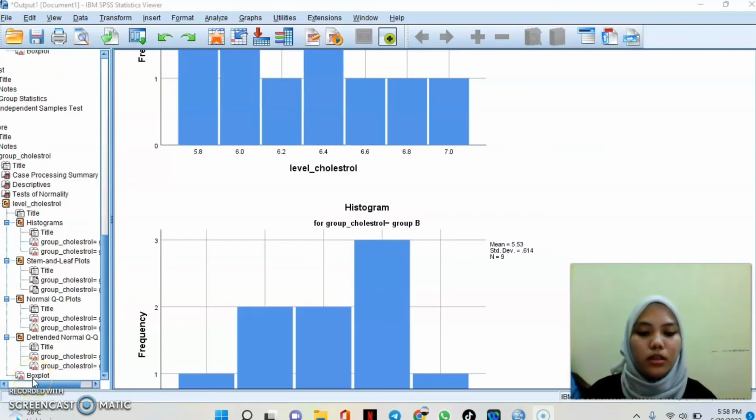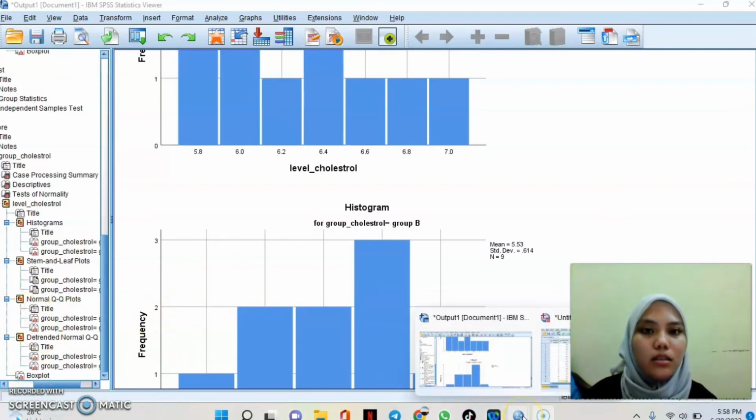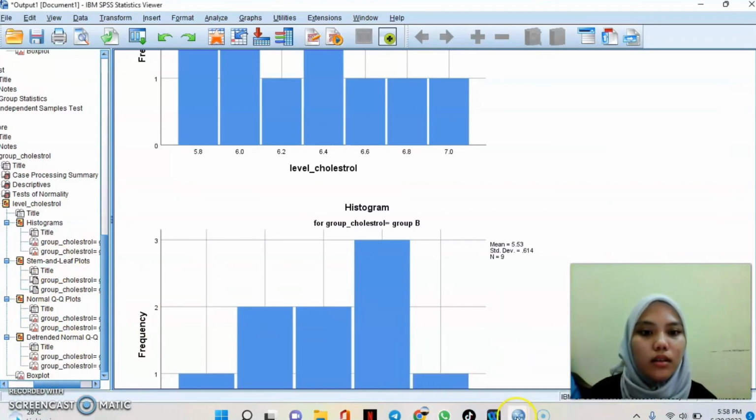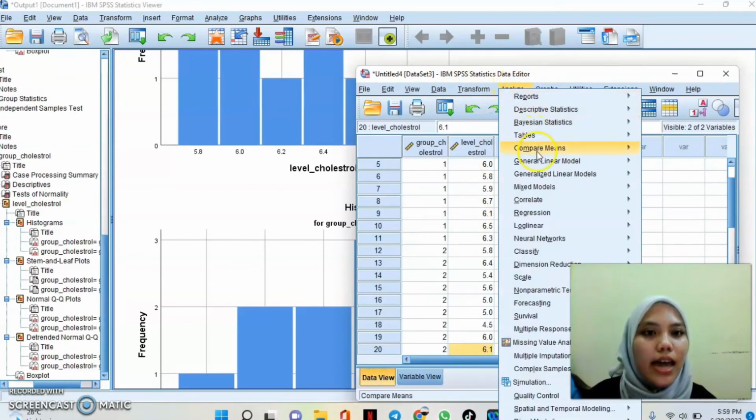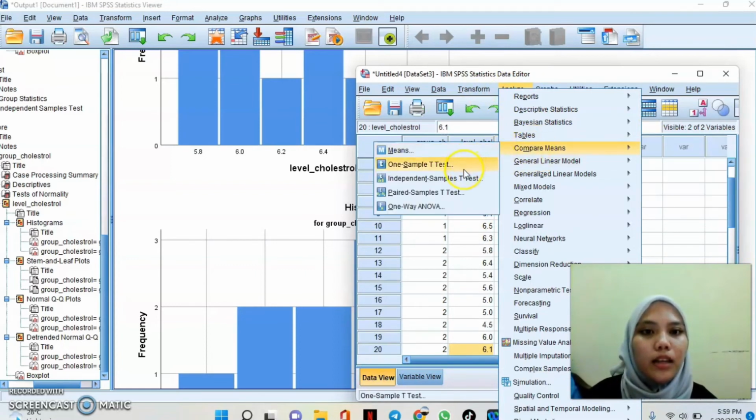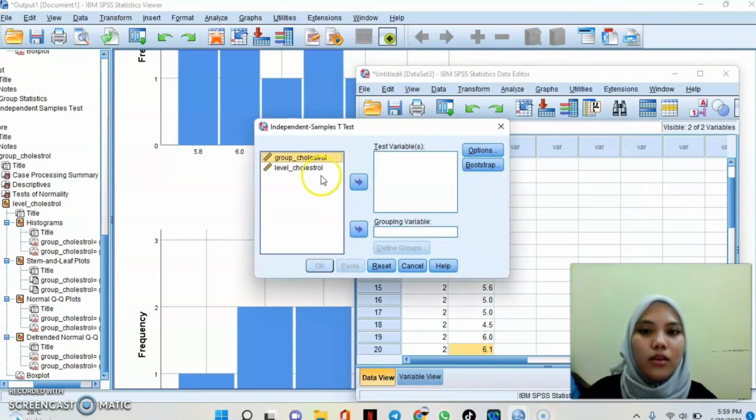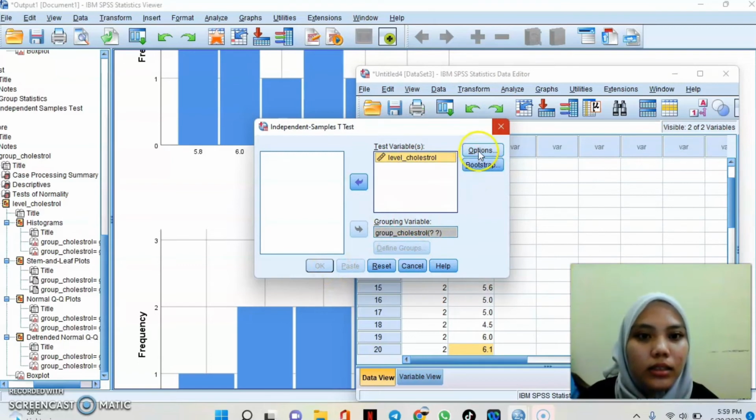Okay, so now we proceed to the independent t-test. We go to the SPSS, then data view, and then Analyze, Compare Means, Independent-Samples T Test. Group cholesterol will be at the grouping variable and level cholesterol will be at the test variable. The option and bootstrap we ignore, and continue.